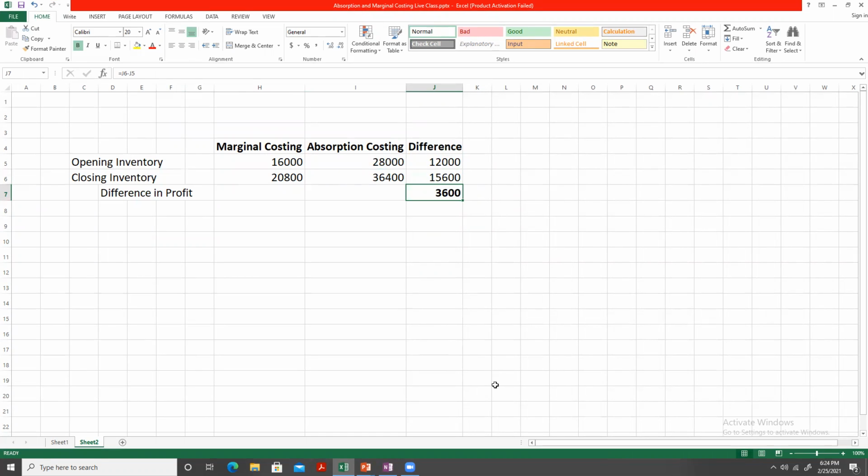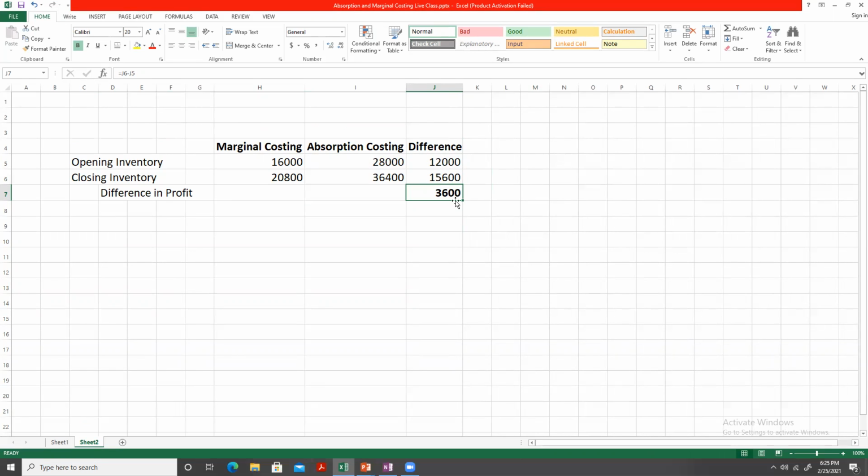And how I calculated these figures, I told you that the difference in profit actually arises because of the difference in the inventory levels and the fixed overhead absorbed. Fixed overhead costs are already absorbed in the absorption costing inventory figures. So we just need to take the difference in the opening inventories, the difference in the closing inventory, and finally the difference of these two differences, to get the difference in profit. So 3,600 is the difference in profit.